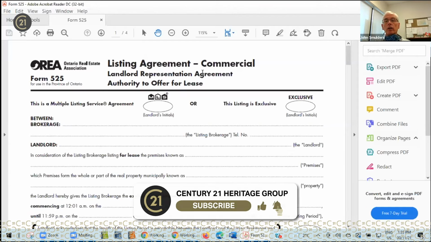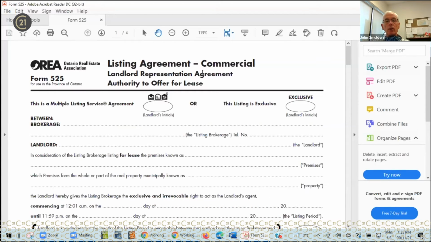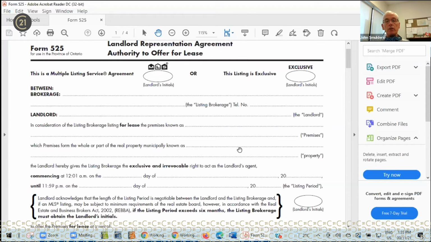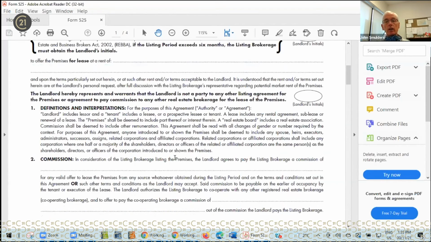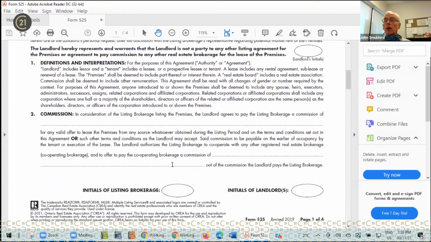So here's your landlord representation agreement for a listing, Form 525. Basically, it's got the brokerage, the landlord, what's being leased, part of the real property municipally known as, when does it start, when does it end, for lease, for a rent of, the commission amount, that kind of thing. Commercial leases run a little bit differently for commissions. Typically, it would be 8% of the base rent for the first year and 4% of the base rent for any subsequent years, not including any additional terms.